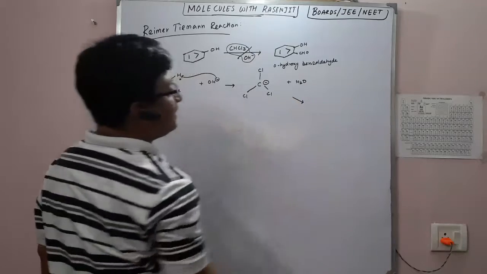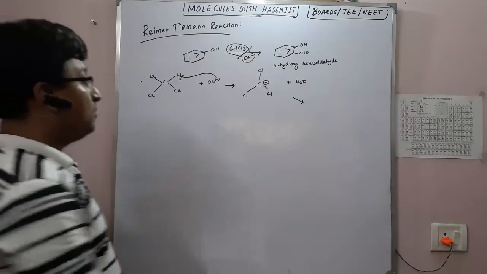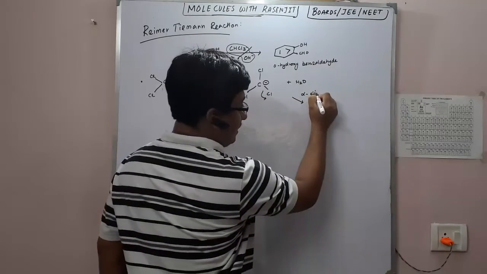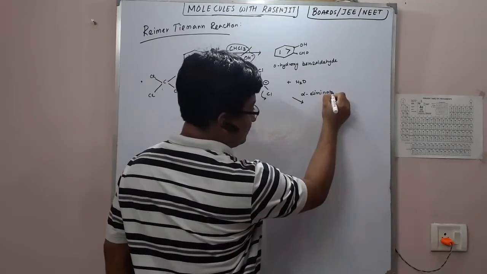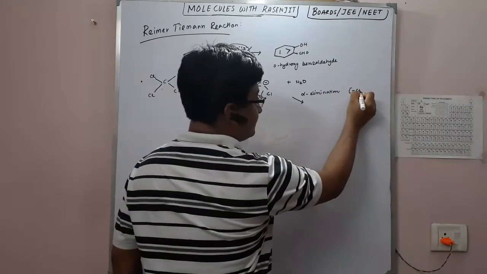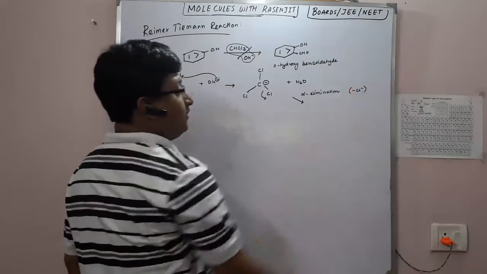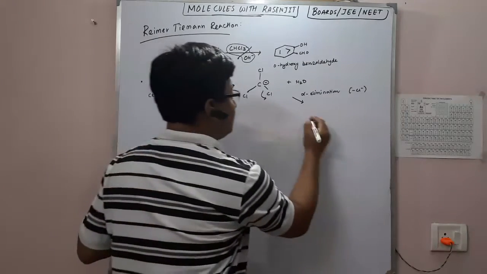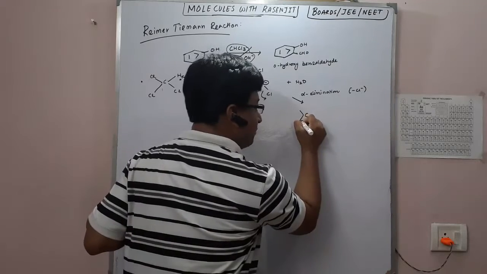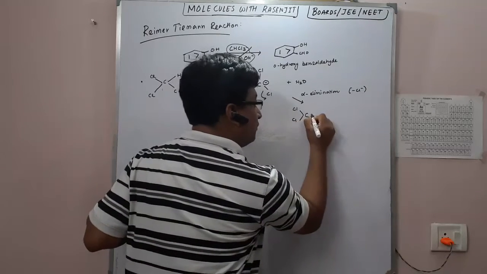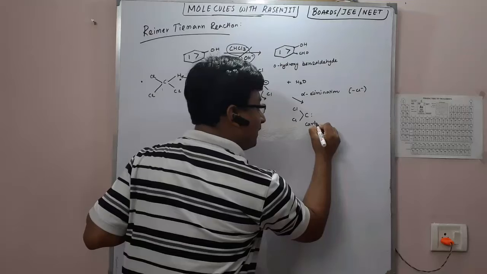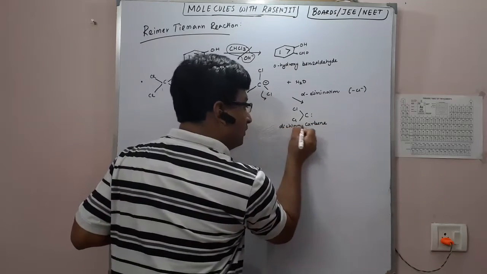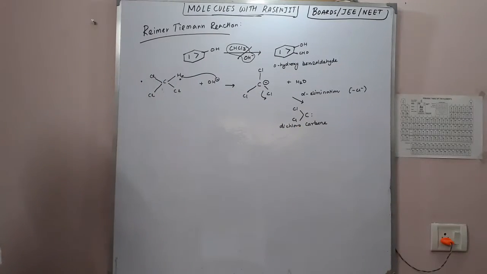Now this CCl3 minus will undergo an alpha elimination reaction, minus Cl minus. In the alpha elimination reaction, the chloride will be liberated. So this carbon, CCl2, will be a carbene. It is known as dichlorocarbene, and this is a very stable carbene.